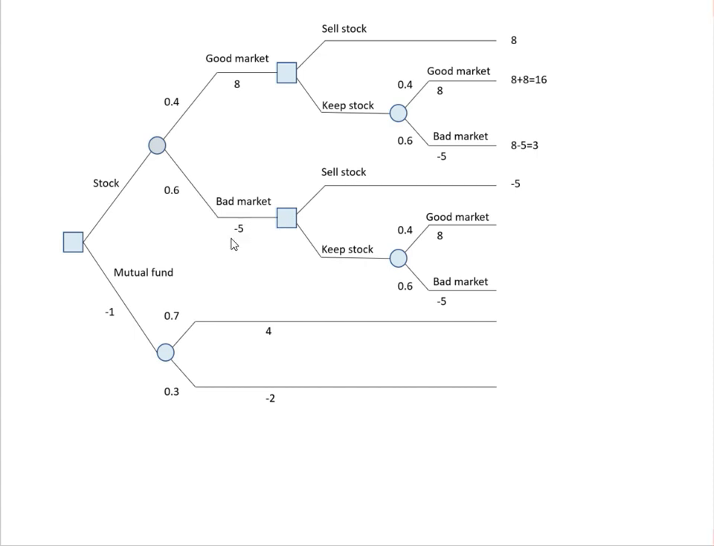Next one. You lose $5 in year 1. You decide to keep the stock and then you earn another 8 in year 2. So that means your total profit is 3. Next one. Similarly, minus 5, so minus 10. Next one. You incur $1 in management fee and the market is good and you get $4. So that means payoff is 4 minus 1, 3. Last one, minus 1, minus 2, so adding up minus 3. So this is step 2.